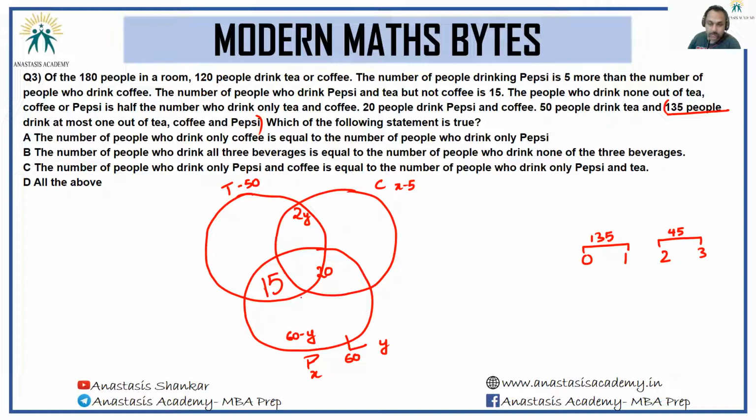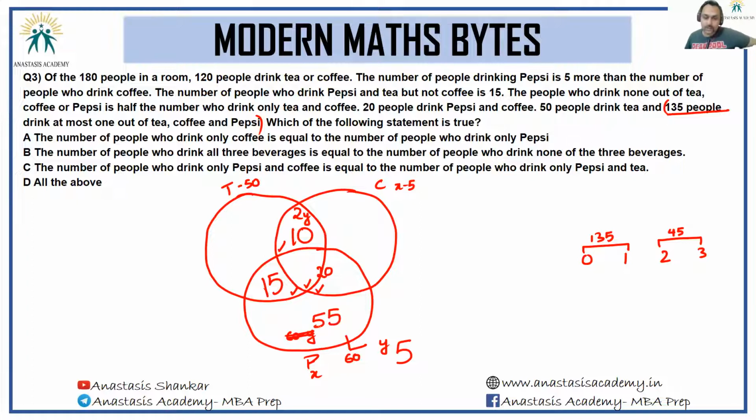The groups of people who are drinking either 2 drinks or 3 drinks are these 4 groups. These 3 groups at the bottom add up to 35. So 2y should be equal to 10, or y individually should be equal to 5. If y is equal to 5, only Pepsi should be equal to 55.